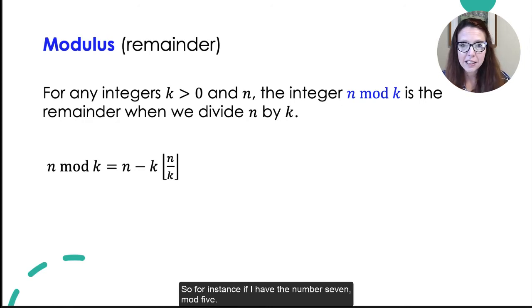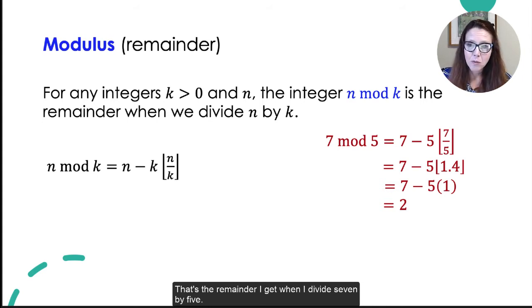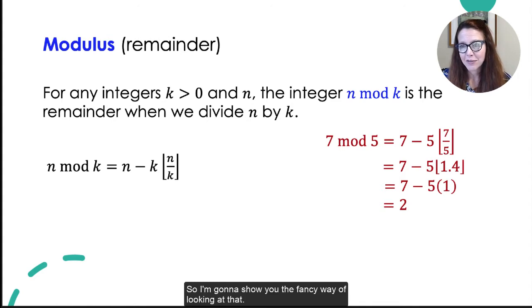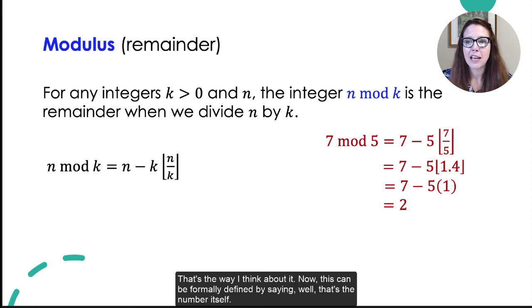For instance, if I have the number 7 mod 5, that's the remainder I get when I divide 7 by 5. I'm going to show you the fancy way of looking at that, but essentially if I divide 7 by 5, I can fit 1 five into 7, and then I've got 2 left over. And so 7 mod 5 is 2. That's the way I think about it.